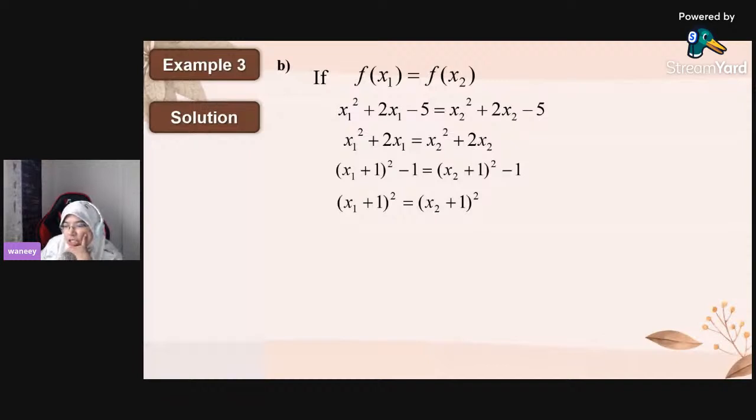Sekejap saya kena check kehadiran jap. Okay, berapa orang lagi tak key in? 30 lagi tak key in.